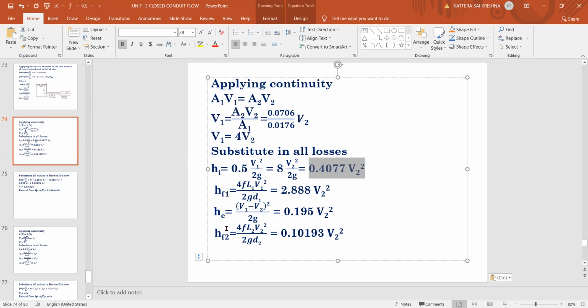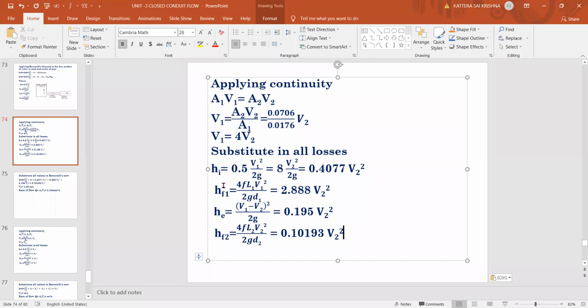Similarly, all the minor losses we need to substitute. Already the 4F value is given in the problem. L1, G, D1 we know. So if you substitute all this and V1 as 4 V2, you will get 2.888 V2 square. This problem you have already given me the values; I have copied them here from the last problem. Then HE, for expansion we know the formula, (V1 minus V2) whole square by 2G. Again substitute V1 equals 4 V2 here, so you'll get 0.195 V2 square. Next F2 frictional loss, we get 0.10193 V2 square.